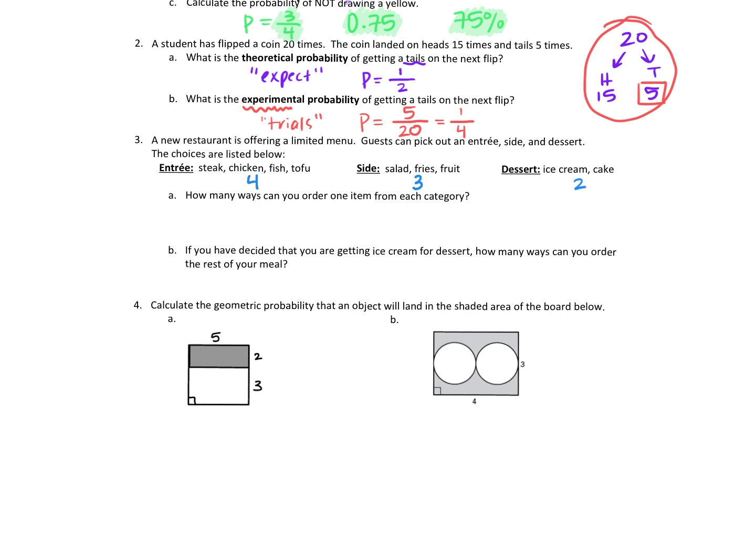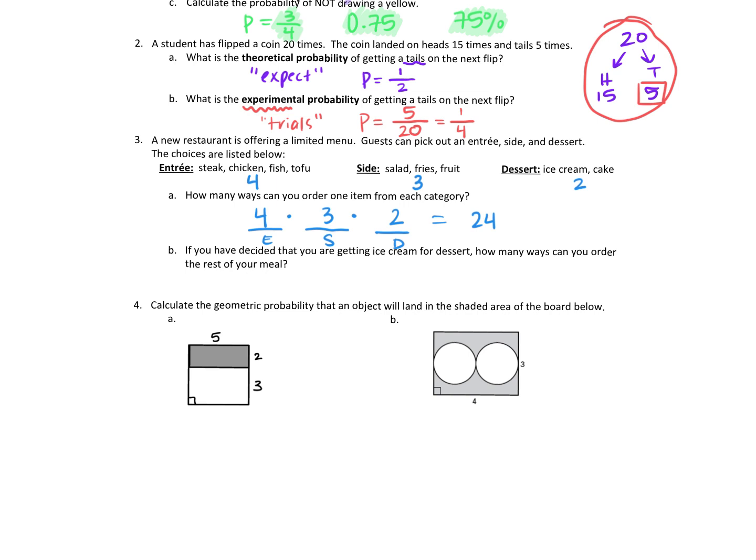Okay, this assumes I'm only picking one item from each category. So I think of these each as choices: entree, side, and dessert. I have 4 options for the entree, 3 options for the side, and 2 options for my dessert. I can calculate the total combinations by multiplying those together. 3 times 4 times 2 gives me a total of 24 different combinations.